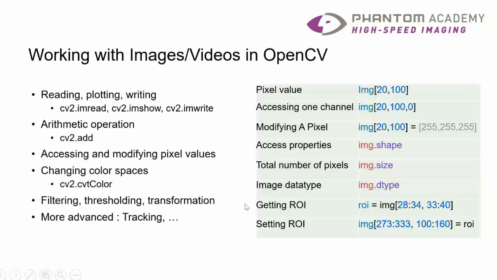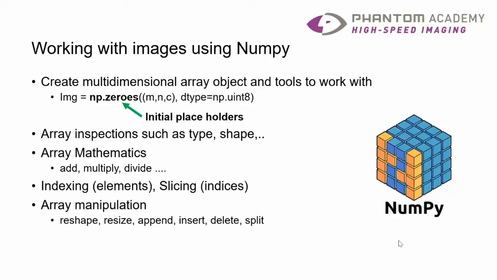You can get information about the type and shape of that array, do different types of mathematics, and also, as you saw in the examples, do indexing or slicing to get a specific portion of data. And also you can do array manipulation, like reshaping, resizing. You saw append, or even insert, delete, or split different, for example, channels.